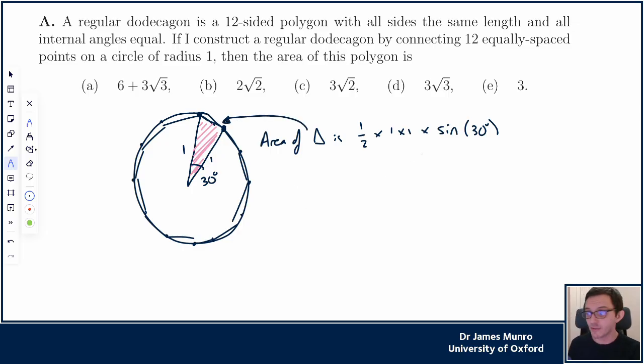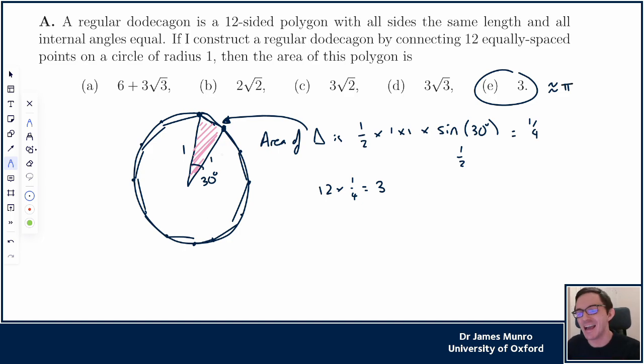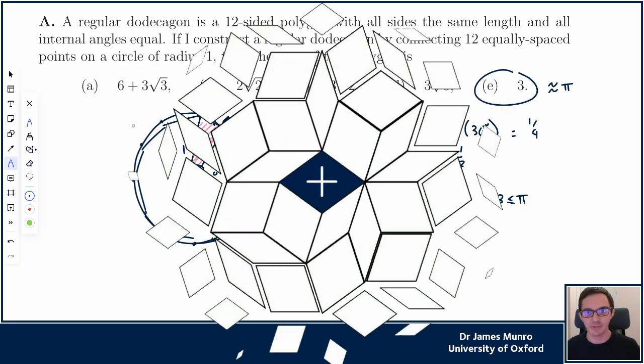Okay, that's 1/2 times 1 times 1 times sine of 30, which is also 1/2, so that's 1/4, and there are 12 of these that make up the dodecagon. 12 times 1/4 equals 3, so the answer is E. The area of this shape is 3, which is roughly equal to pi. The area of the dodecagon is roughly equal to the area of the circle overall. This is in fact a proof that 3 is less than pi, and it's pretty close to pi as well.